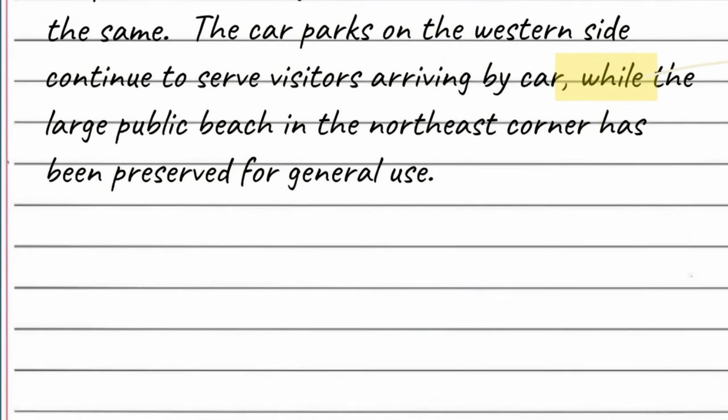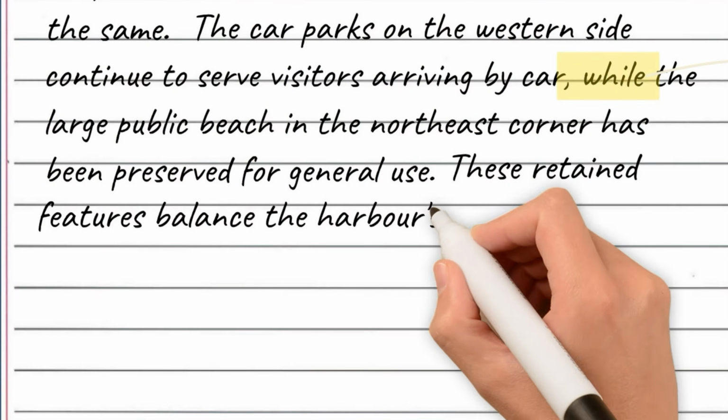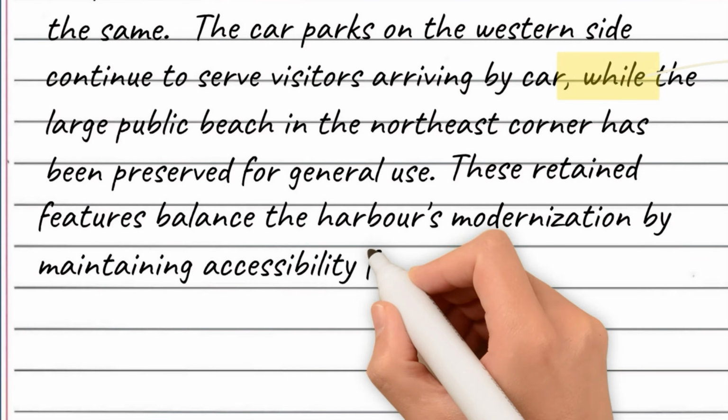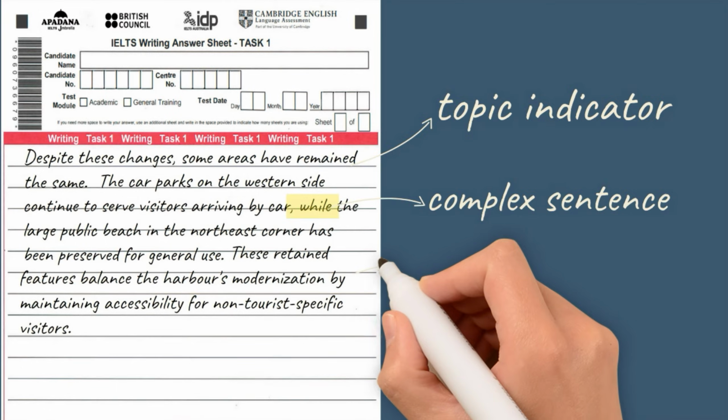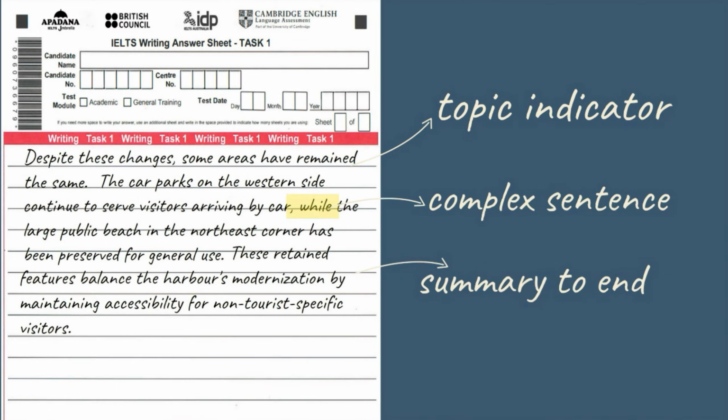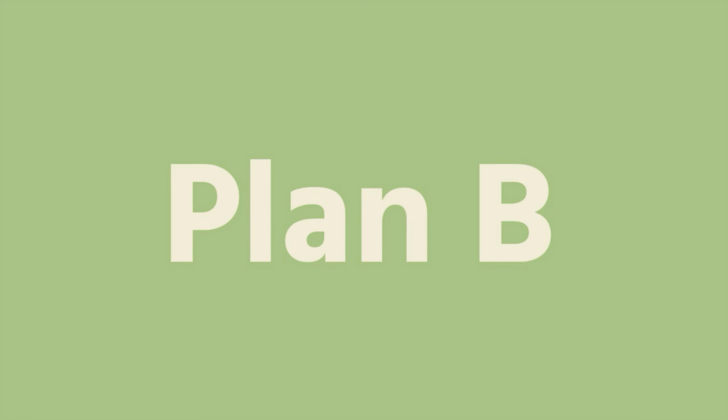Sentence 3. These retained features balance the harbor's modernization by maintaining accessibility for non-tourist specific visitors. A brief summary to end the essay. Let's move on to Plan B.